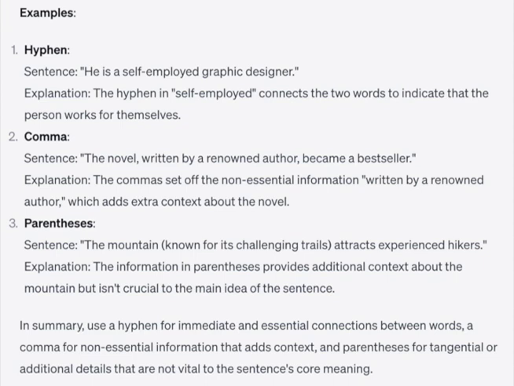Okay, comma, the novel written by a renowned author became a bestseller. Again, we could just say the novel became a bestseller, and that's the main information we need to know. Parentheses, the mountain, known for its challenging trails, attracts experienced hikers. So again, this could be important information. If a student came to me with this sentence, if I thought that this was really important information, that the trails are challenging, I would recommend to that student to use dashes rather than parentheses.